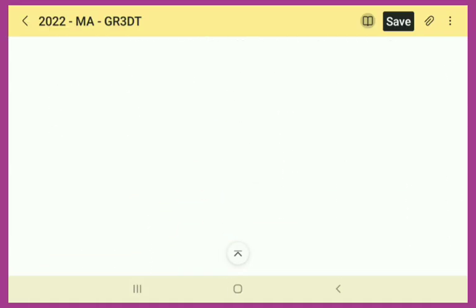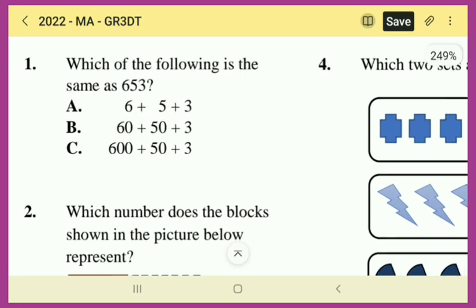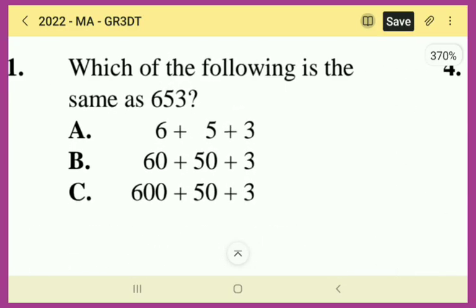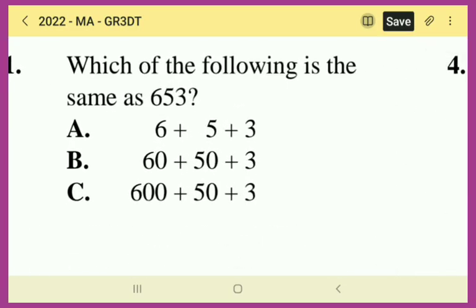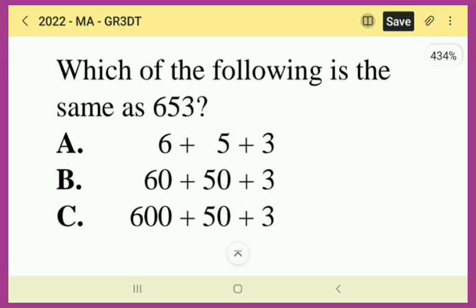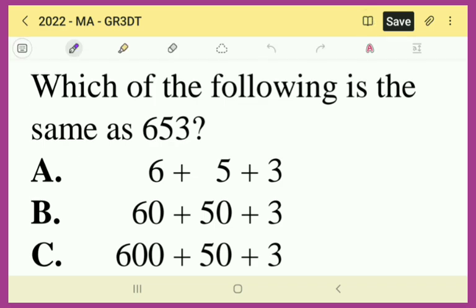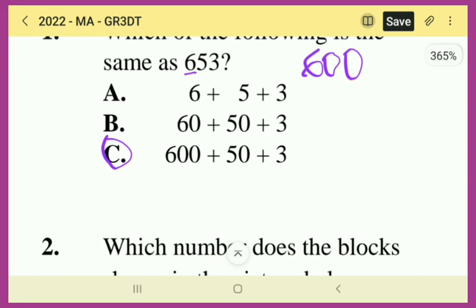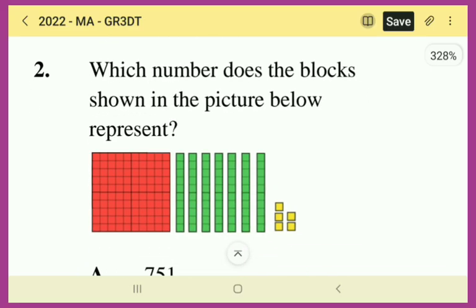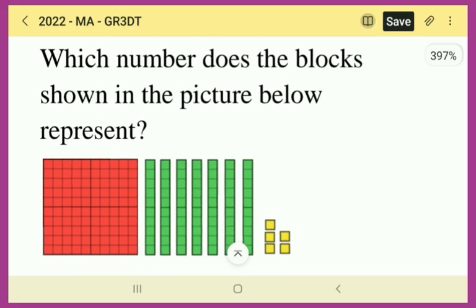And we're having number 1. All right, so let's begin with number 1. It says, which of the following is the same as 653? Now, grade 3 boys and girls, remember I've been showing you some strategies ever since the first video. Your first thing that you're looking for is 600. Once you've picked up a 600 starting out, then you know you grab and you run. No need to solve the rest of the item.